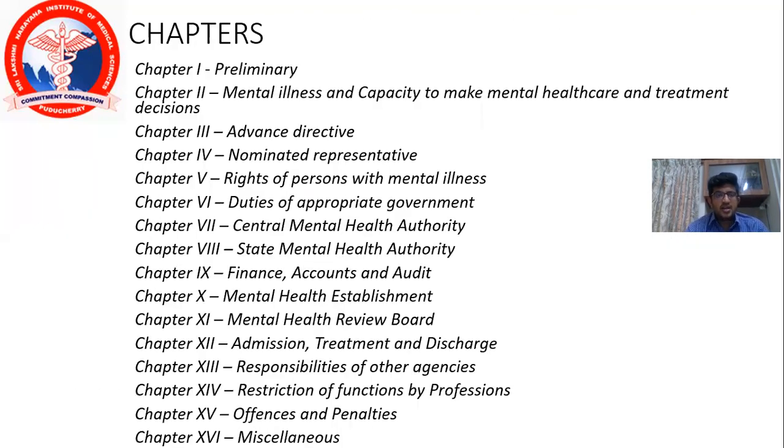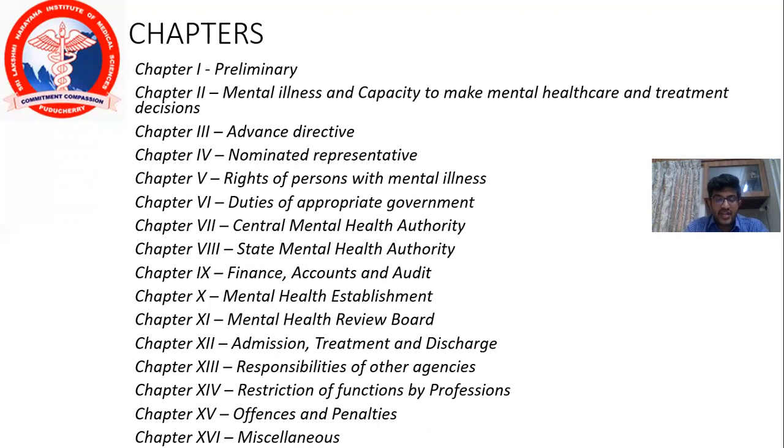Wrapping up, going through the various 16 chapters again. Chapter 1 deals with the preliminary. Chapter 2 deals with mental illness and the capacity to make mental health care and treatment decisions. Chapter 3 deals with the advance directive. Chapter 4 deals with nominated representatives. Chapter 5 deals with the rights of the person with mental illness. Chapter 6 deals with the duties of the appropriate government. Chapter 7 deals with the Central Mental Health Authority. Chapter 8 deals with the State Mental Health Authority.